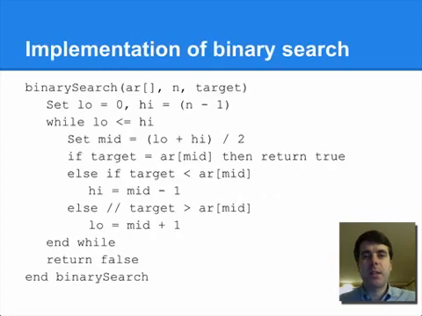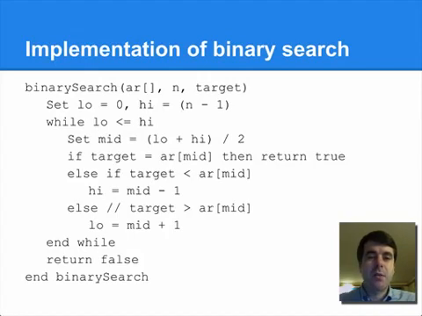So let's see what that looks like in pseudocode. Bear with me. This code might look a little confusing, but if you go through it step by step, it should make sense. We've got a binary search algorithm. Just like linear search, it has the same set of parameters.